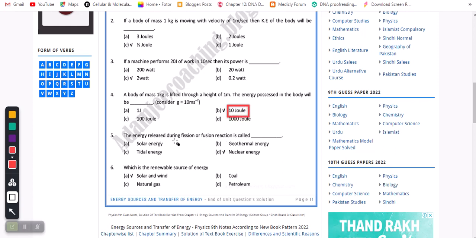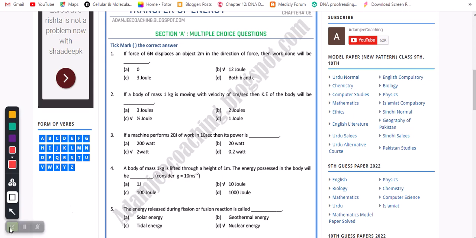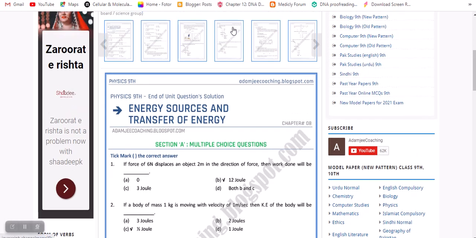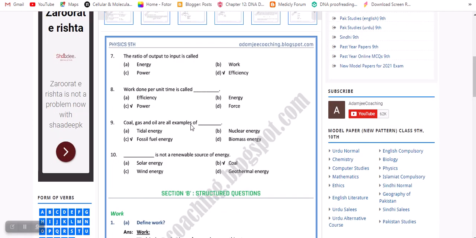The energy released during fission or fusion reaction is called nuclear energy, which is not a renewable source of energy. Solar and wind are renewable sources of energy. The next is, the ratio of output to input is called its efficiency, and the SI unit of efficiency is eta.